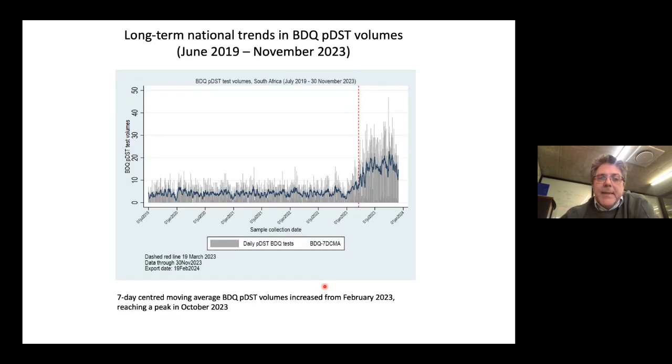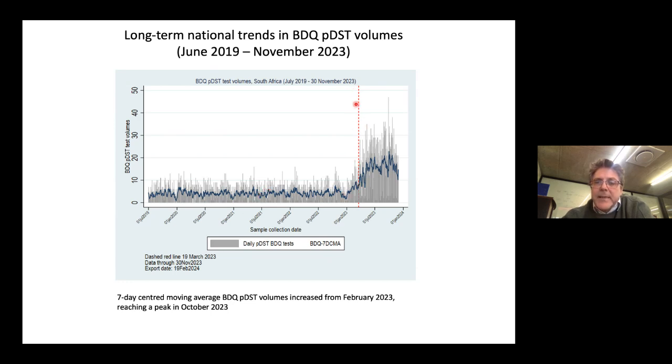So, not surprising, this graph shows from June 2019 through to November 2023 the daily numbers of bedaquiline PDST tests conducted in the country, along with the 7-day centered moving average. And what we see is a fairly stable period right up until March, perhaps February, where the numbers of bedaquiline PDST tests were fairly stable, and patients were only eligible for a bedaquiline susceptibility test if they had fluoroquinolone resistance, SLI, or high dual resistance mutations to INH and rifampicin.